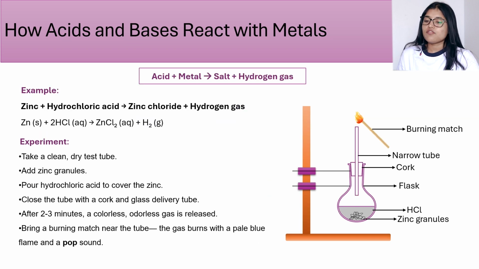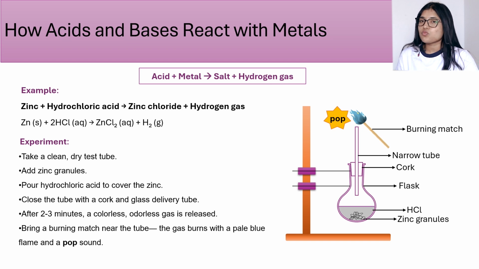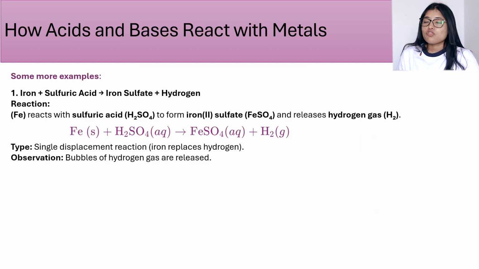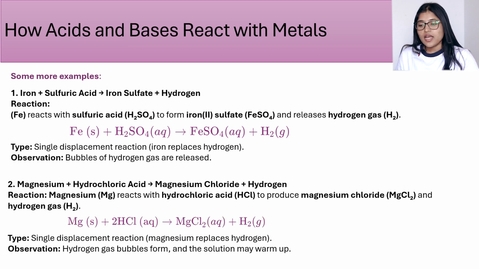At this point, we can bring a burning match near the tube and see that the gas burns with a pale blue flame and a pop sound happens. This indicates the presence of hydrogen gas. That is, hydrogen gas was released through the tube due to which this reaction occurred. Some more examples of how acid reacts with metals include iron reacting with sulfuric acid to give us iron sulfate salt and hydrogen gas, and magnesium reacting with hydrochloric acid to give us magnesium chloride and hydrogen gas.